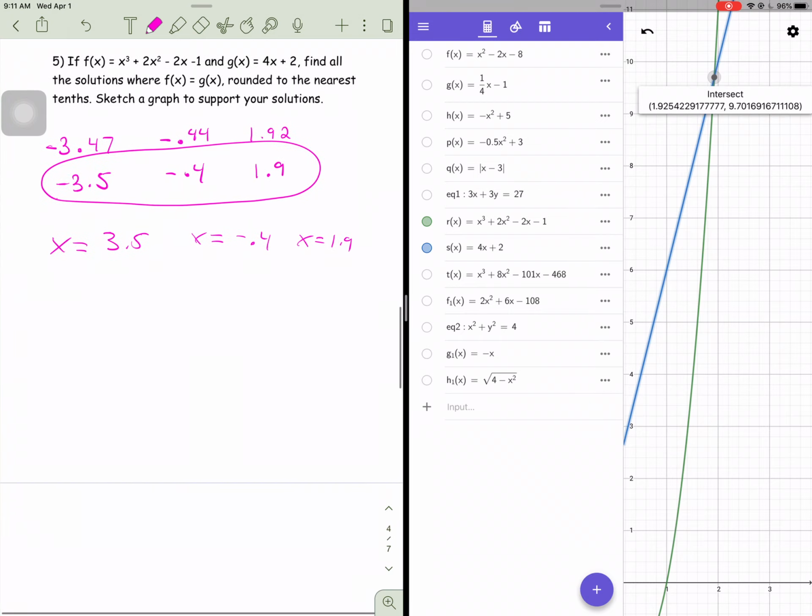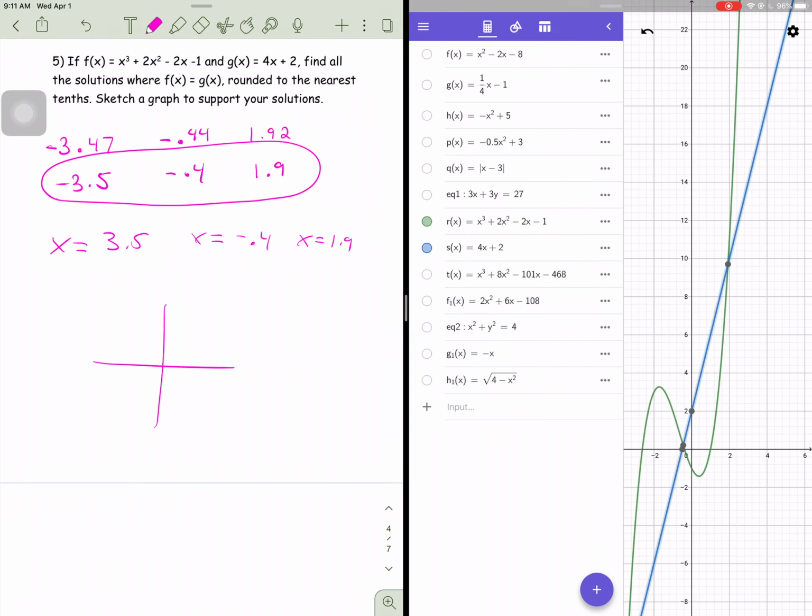And they want a little sketch. All they want you to do is this. Let's zoom out a little, see what it looks like. Show what it looks like.